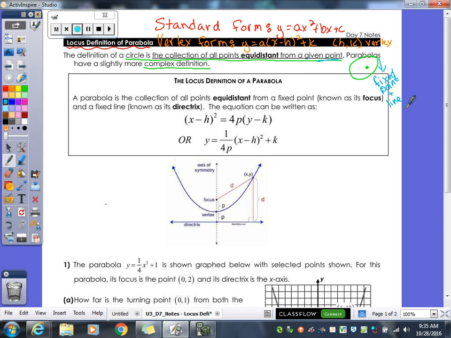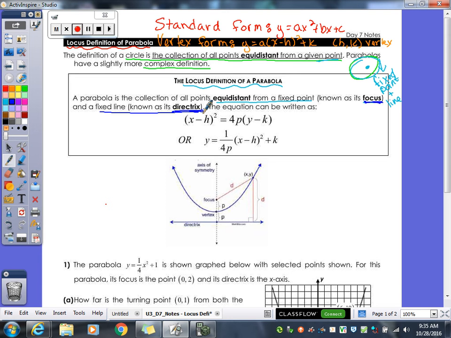So the locus definition of parabola is what we call this formula. Locus just means given point, or all the points a given distance from something. Like our circle, all the points a given distance from your center. Your parabola will be from a point and a line. So a parabola is known as all of the points equidistant from a fixed point, which we call the focus, and from a fixed line, which we call the directrix. So those are two words you're going to have to get used to, focus and directrix. Focus is the point, directrix is the line.